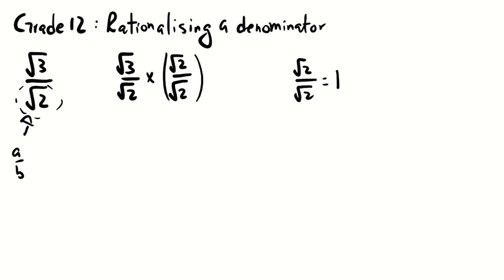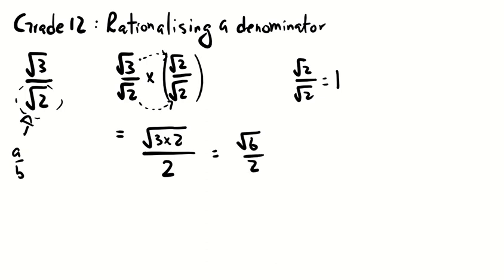Now what you will get is something like this. This is going to be square root 3 times square root 2 over, by the way, this is found by saying square root 3 times square root 2. And then square root 2 times square root 2 will give you a rational number, that is 2. So that's how you do it. And of course, let's further simplify. 3 times 2 is going to be 6, so you're going to have square root 6 over 2.